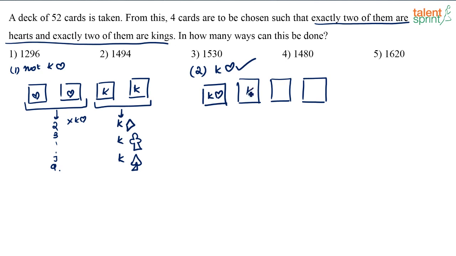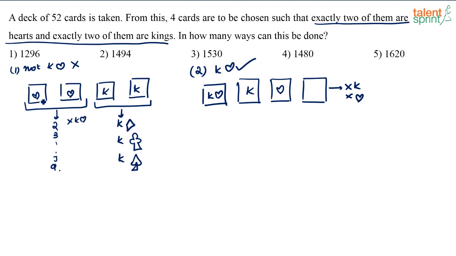So I need 1 more king, 1 more heart, and this 4th card can be anything other than a king or a heart. So this is my second case. This is one set of ways, this is another set in which I can draw the cards. So let us look at the number of possible ways this can be done. Let us look at our first case, that is the case where we are not selecting a king of hearts. In how many possible ways can I do this?